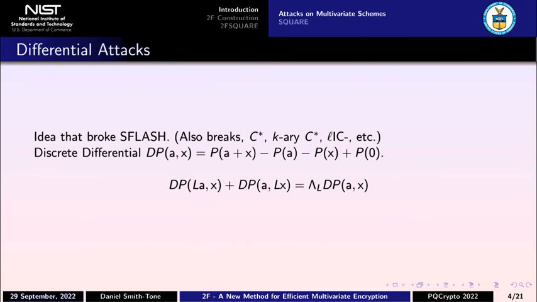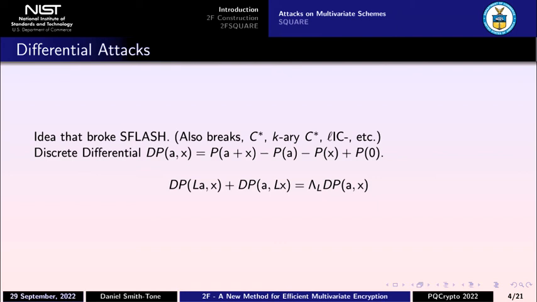Another attack technique that has broken several multivariate schemes, some of which are shown here, is to use the discrete differential to look for symmetries or invariants. Here and in the paper, I will only examine symmetries, but the analysis of invariants is analogous. The idea of attacks exploiting differential symmetry is that some linear actions on the inputs of the differential can leave the linear span of the output of the differential invariant.